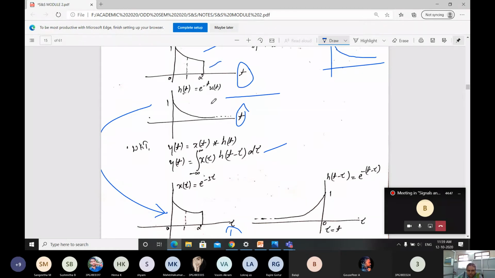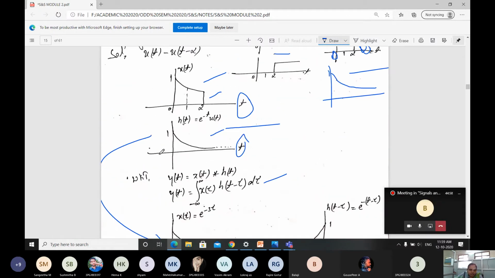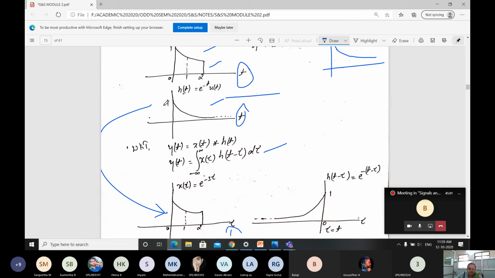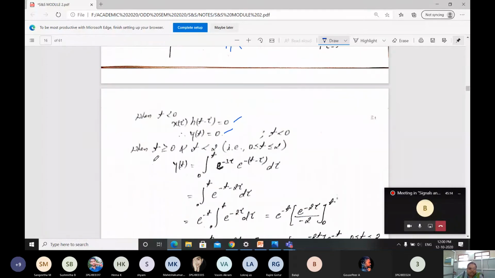Observe, based on this original signal, beyond 2 also some signals are there. That also we have to consider. First condition, when t is less than 0, we don't have any signal here, right? I'm just telling in terms of a graph. x of tau h of t minus tau is going to be 0. Then y of t is going to be 0 when t is less than 0. When t is greater than 0 and t is less than 2, means t in between 0 and 2.